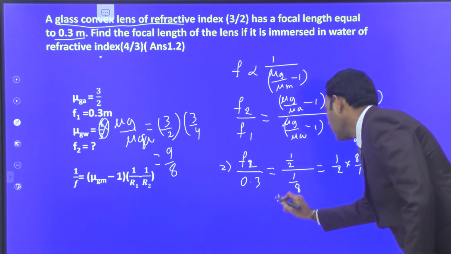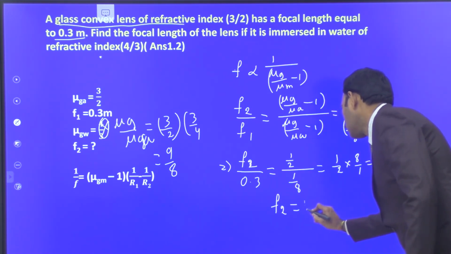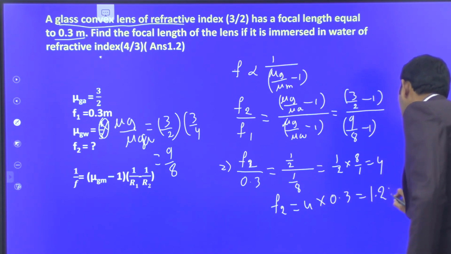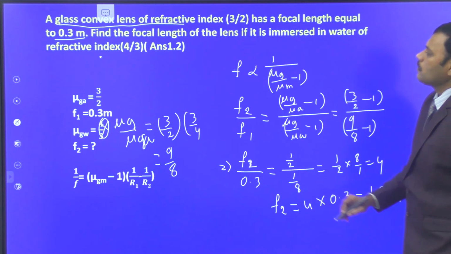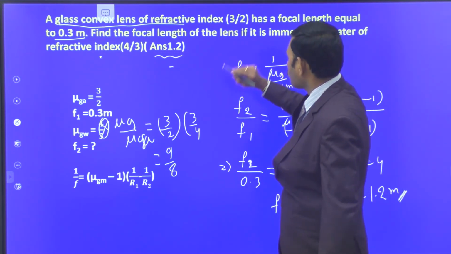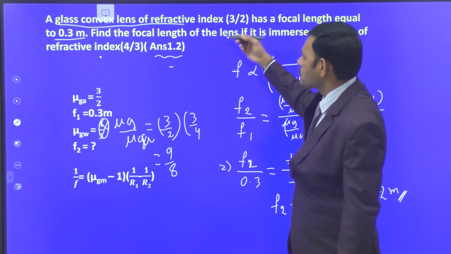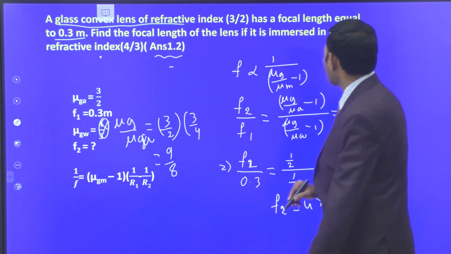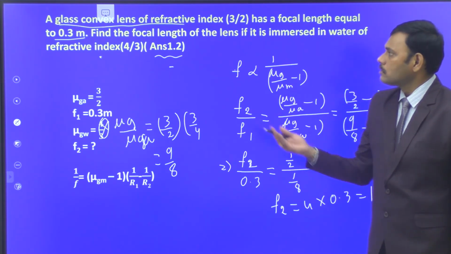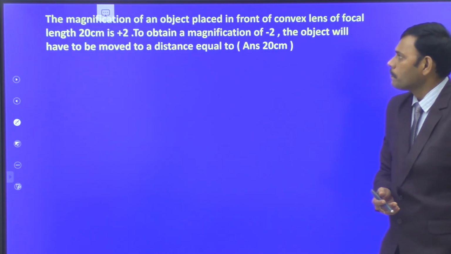On cross multiplying, we find f2 is equal to 4 into 0.3, that is equal to 1.2 meters in SI system. Therefore, the focal length of the glass lens, when immersed in the water medium, becomes 1.2 meter. This is a very important model. So let us move on to the next problem.